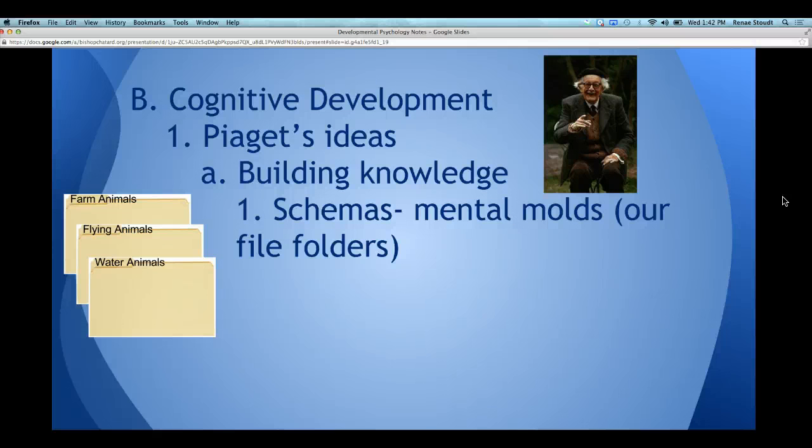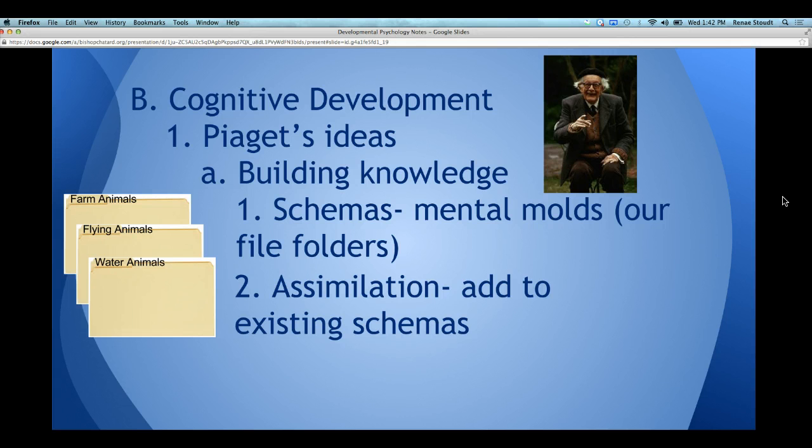Now, when we encounter new information, okay, we have two things that could potentially happen. The first thing is what we call assimilation. And the assimilation is where we add to the existing schemas.